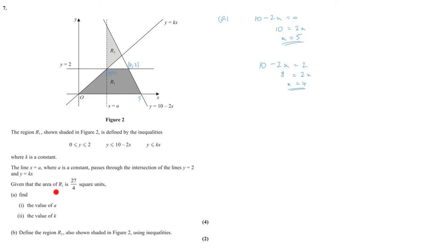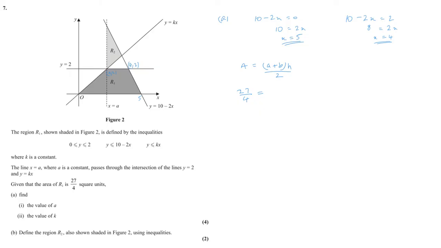But we know the area of R1. So using this, we've got all the coordinates bar A, and we've got the area. So we should be able to use them all to find A. So area of a trapezium is A plus B times H over 2. So the area is 27 over 4.